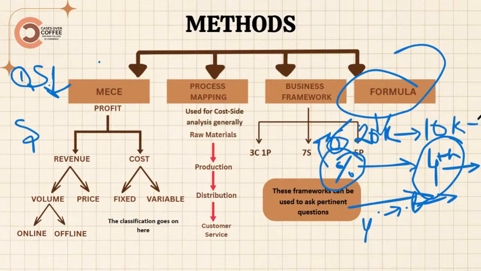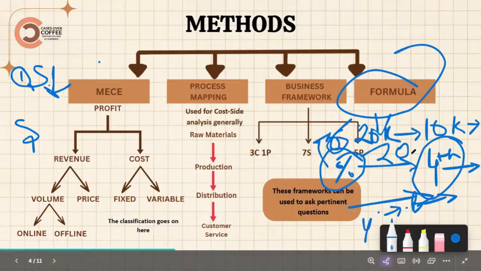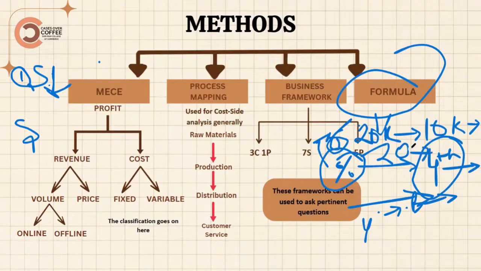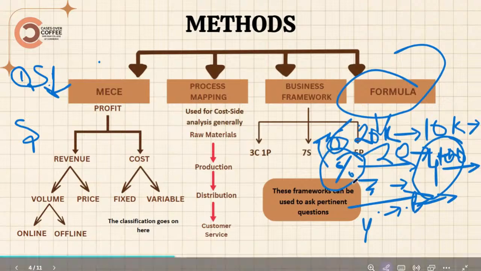Out of 10,000, 2,000 visit your shop, and out of 2,000, let's say 1,000 people make a purchase. And out of those 1,000, what is the product? How much product do they want? Let's say three products, and what is the expenditure that they incur? So this is how you calculate the revenue.